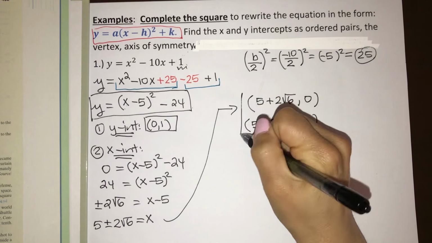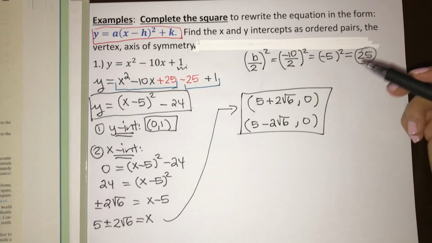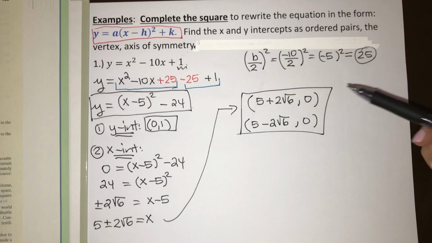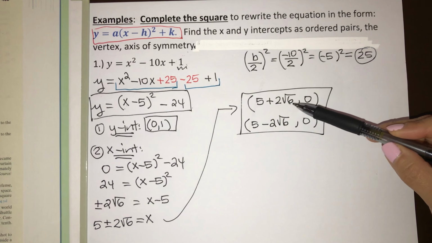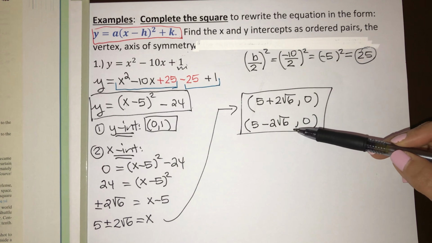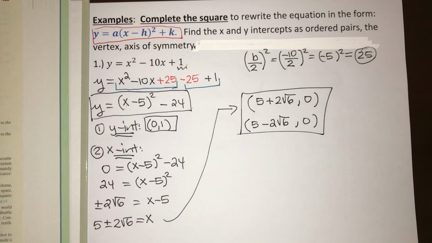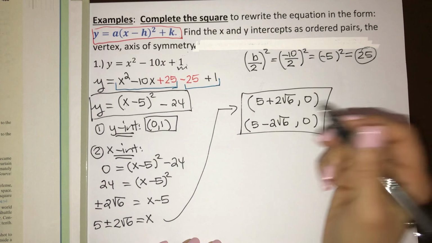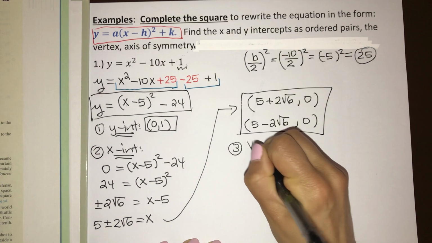So I have that. How are you supposed to graph these? Well, you basically just use your calculator to estimate the location of these 2 points, and then just put that on your graph. And the next thing we want to do is find the vertex.